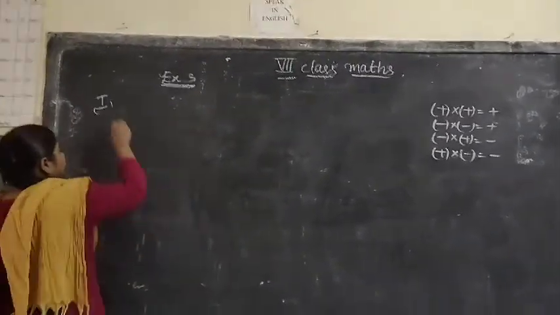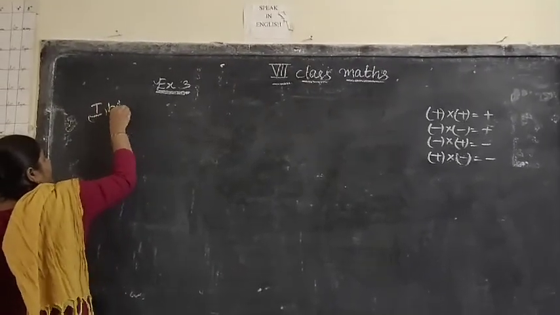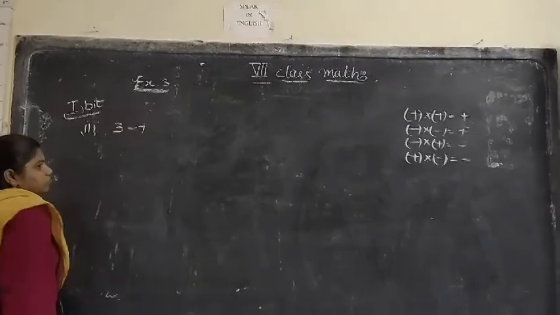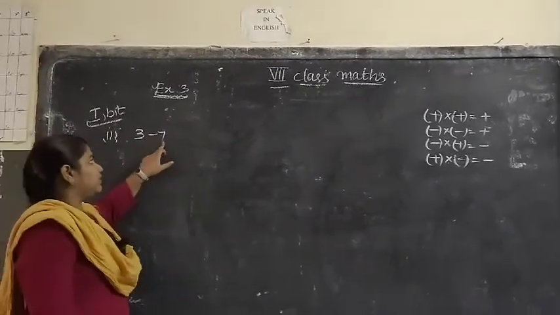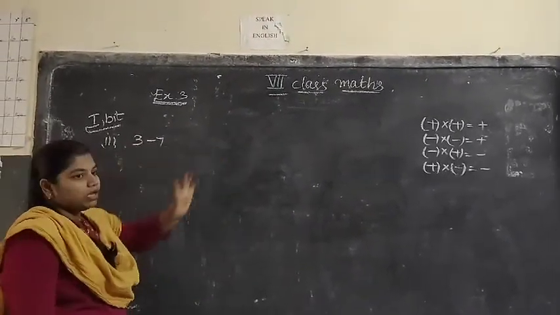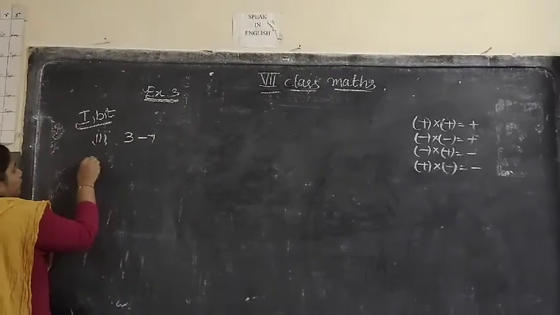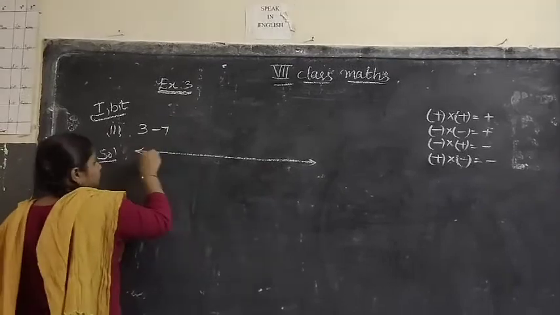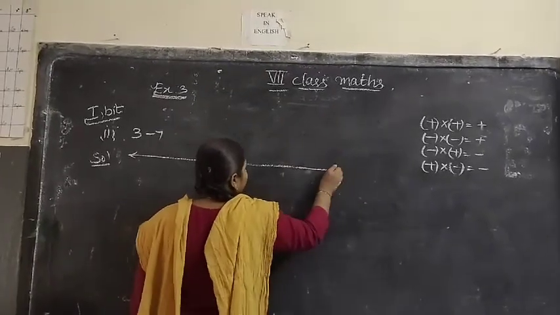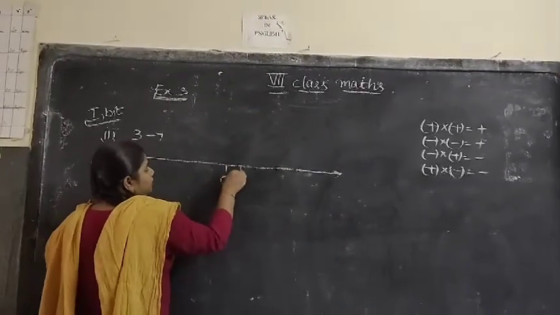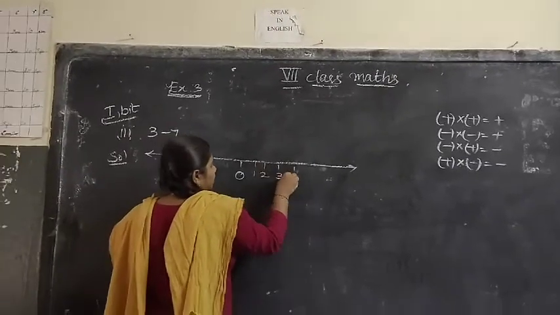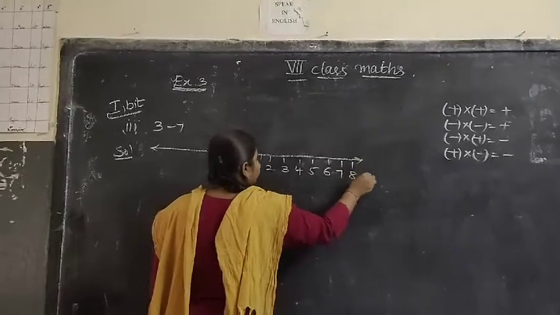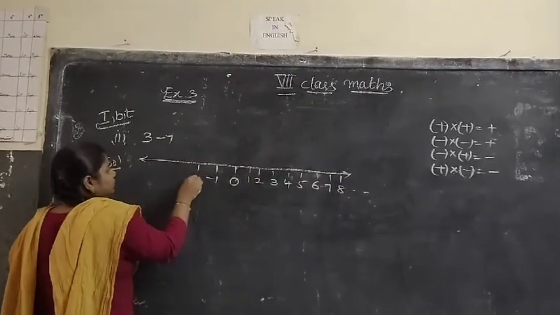Third one is 3 minus 7. So we have to subtract 3 and 7 on a number line. Our topic is integers, so we will draw one integers number line. In integers, on the right side all positive values will be there, and on the left side negative values.